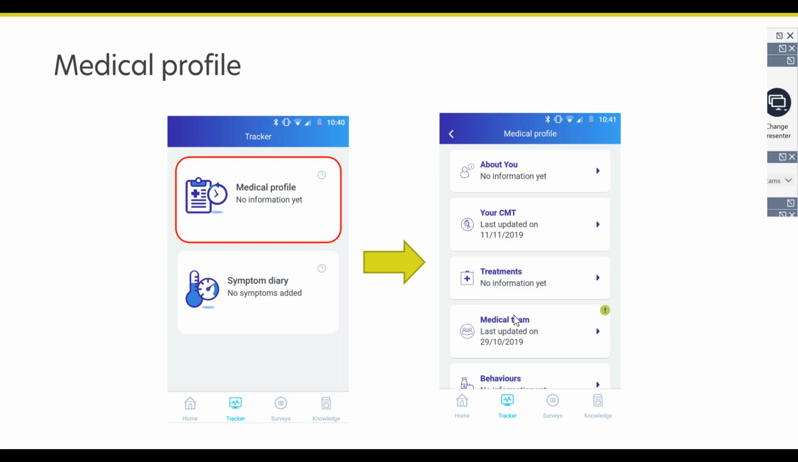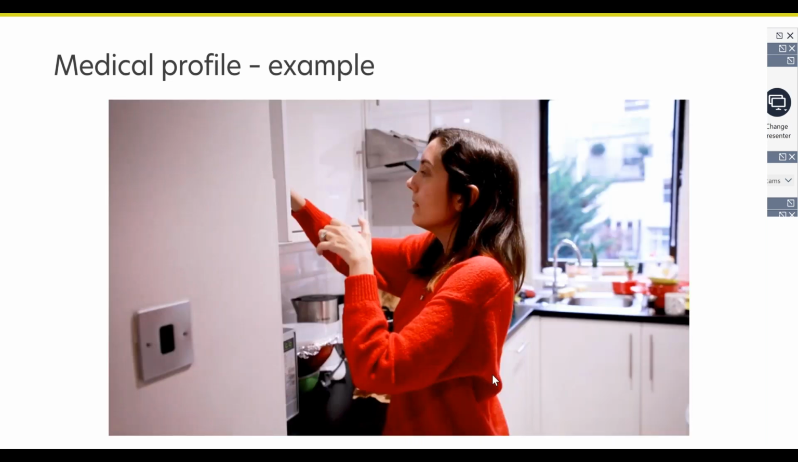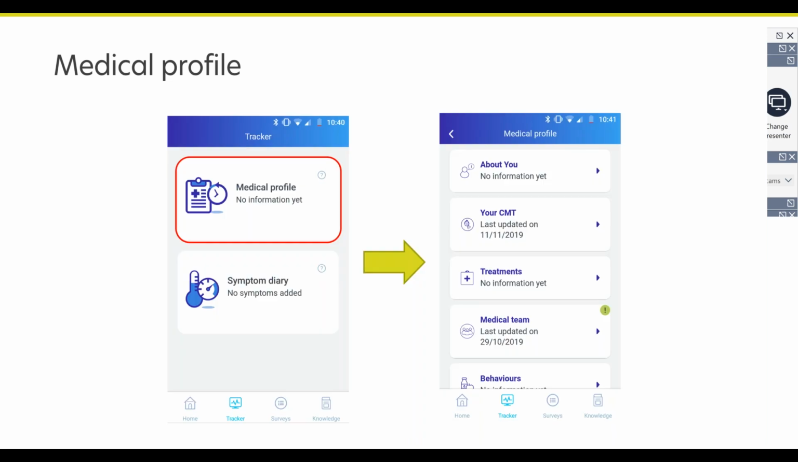So for instance, GP, neurologist, perhaps physiotherapist, and then at the bottom, behaviors as well. Those medical profile information is really important, so that out of all of the thousands of participants that we have, when they're giving us information about, for instance, how their CMT is impacting their quality of life or their sleep, it's important we know about the profile of the patient who's giving us that information.